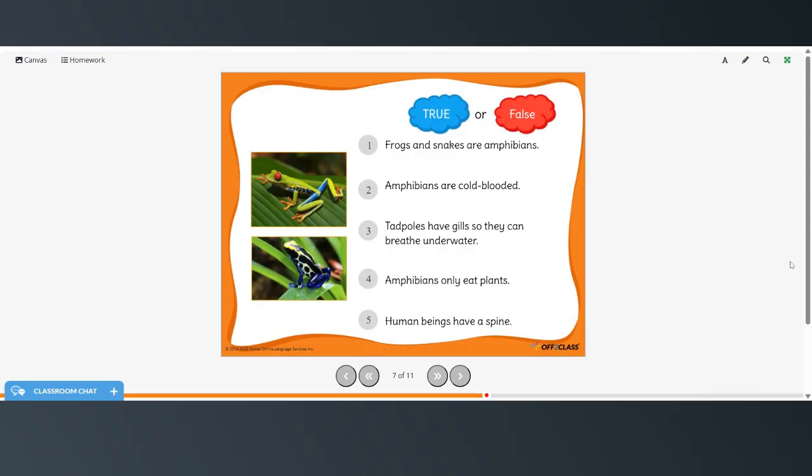Now here are some true-false questions. You can pause the video, answer the questions, and then restart when you're ready to check your answers.